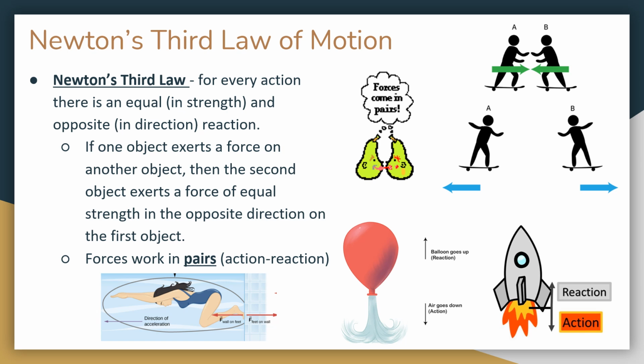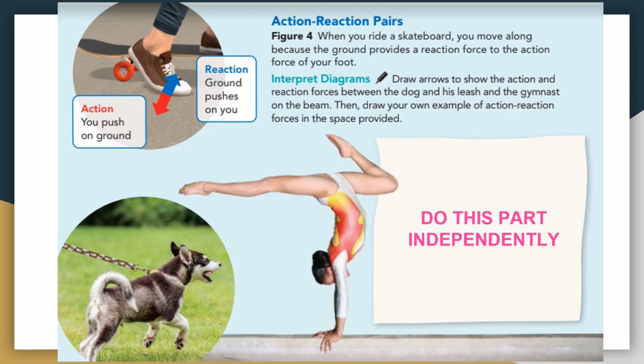Newton's third law of motion. For every action, there is an equal in strength and opposite in direction reaction. If one object exerts a force on another object, then the second object exerts a force of equal strength in the opposite direction on the first object. Force works in pairs, an action and a reaction. When you ride a skateboard, you move along because the ground provides a reaction force to the action force of your foot.